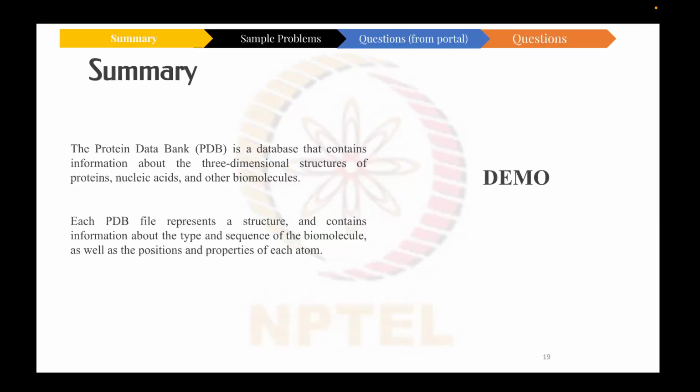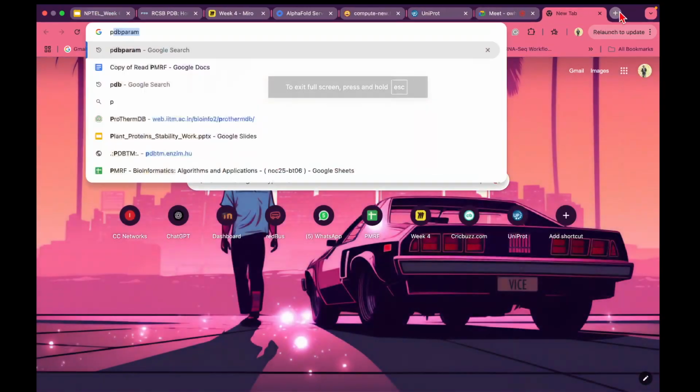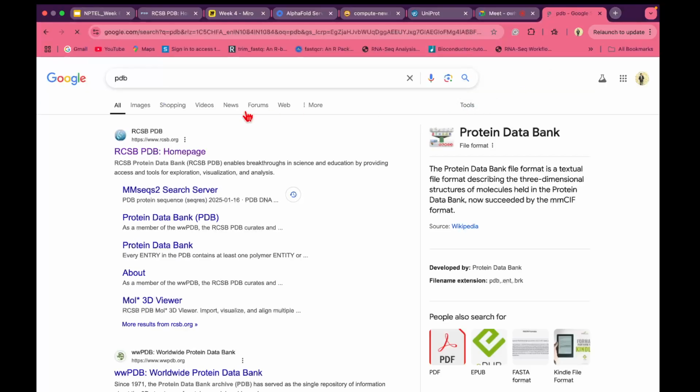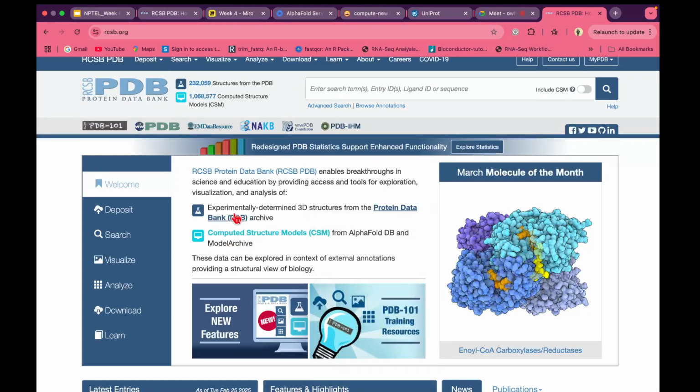So now let's see how this database is maintained. So just go to your Google tab and type PDB. So you see RCSB PDB homepage. Just click. So this is how the PDB homepage looks. So here they have given option to deposit, search and visualize also.